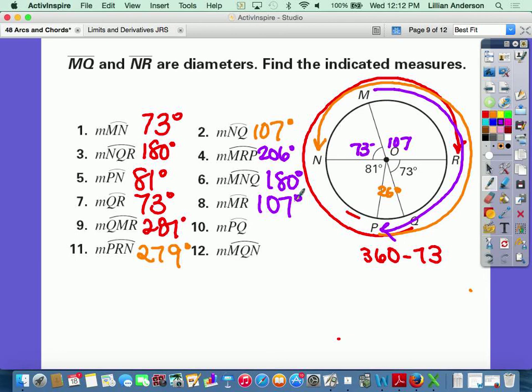So a lot of times, if they give you a circle, they only give you a couple of central angles. Finding those central angles first could be helpful, because then all you gotta do is add or subtract where you need to. What about PQ? 26. That was the measure of the central angle. And the last one, the measure of MQN. 287?